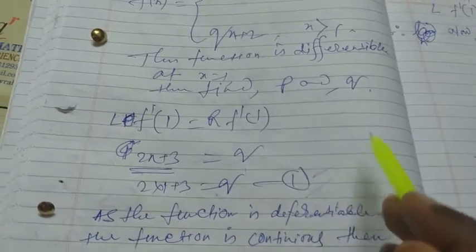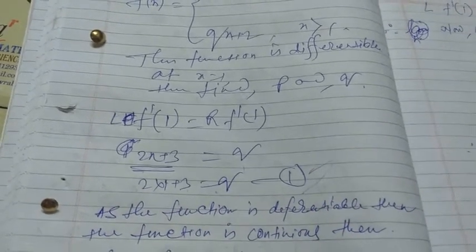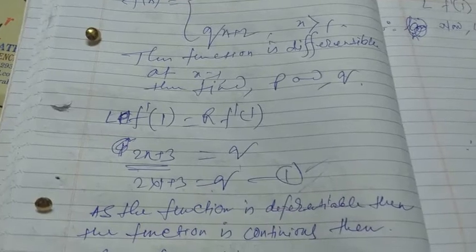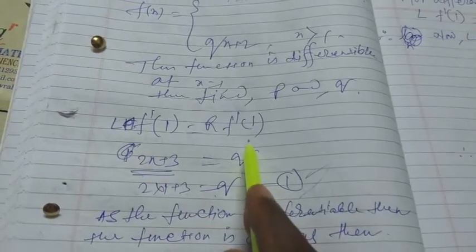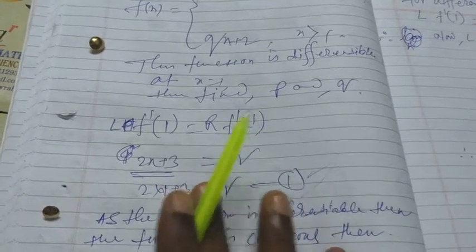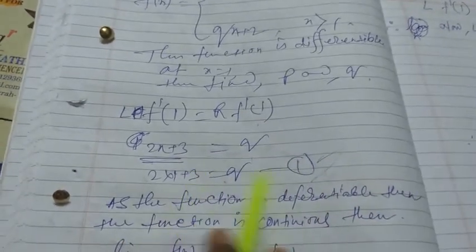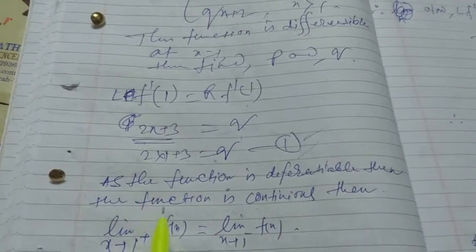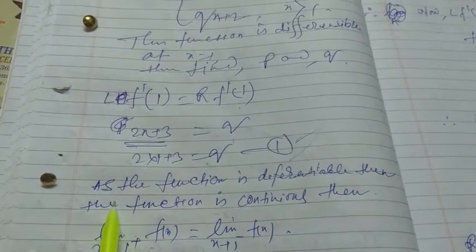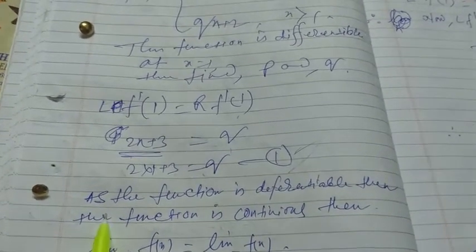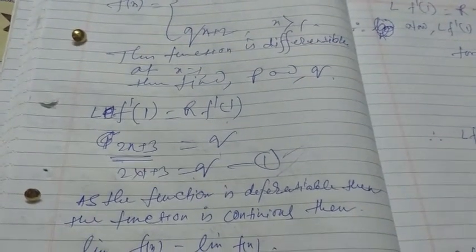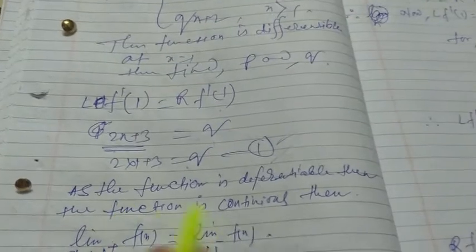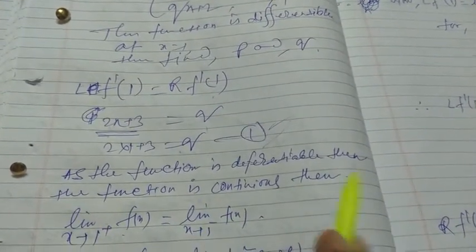But this technique would be used for the competitive exam, don't use it in the board exam. For the board exam, for left hand derivative and right hand derivative, we have to show it later. Now in this step we have to show that, as we know, every function that is differentiable is also continuous. As the function is differentiable, the function is continuous also.